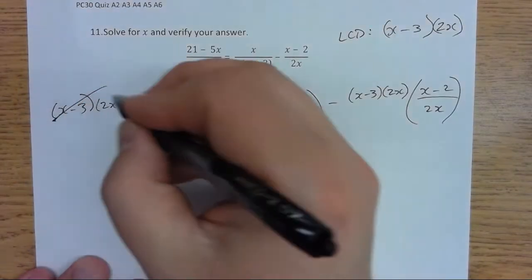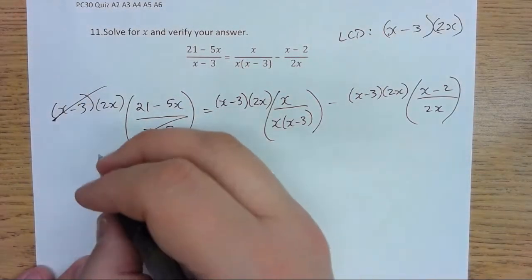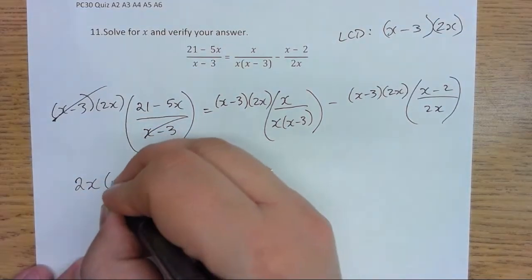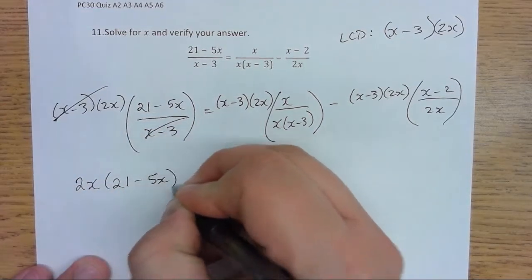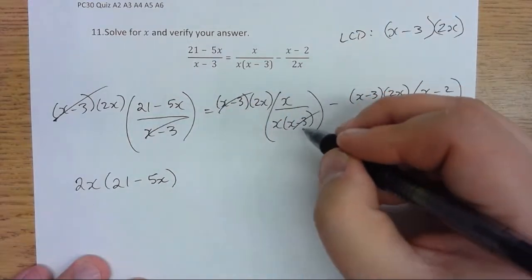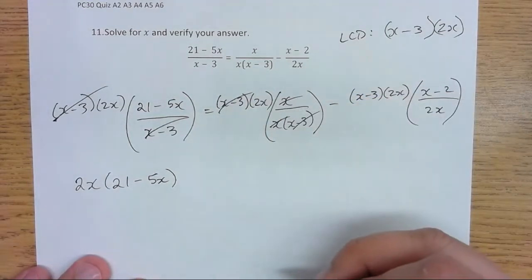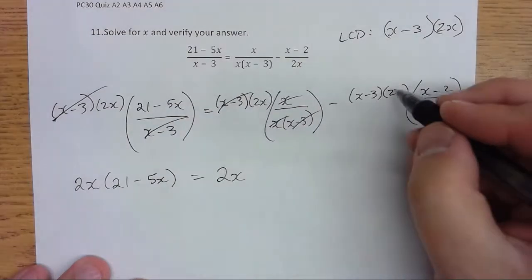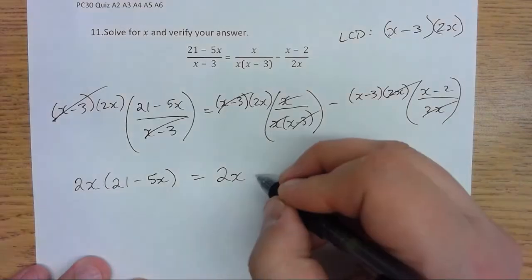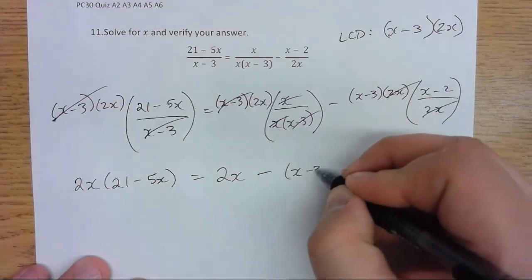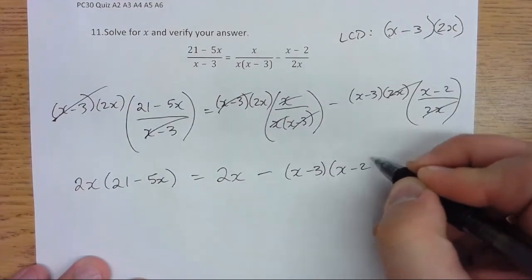So that cancels that, leaving me 2x times 21 minus 5x. That cancels that, and while we're at it, those two cancel. I guess I could have done that in the first place. But that just leaves that. And over here, this 2x cancels that 2x. So I have minus x minus 3 times x minus 2.